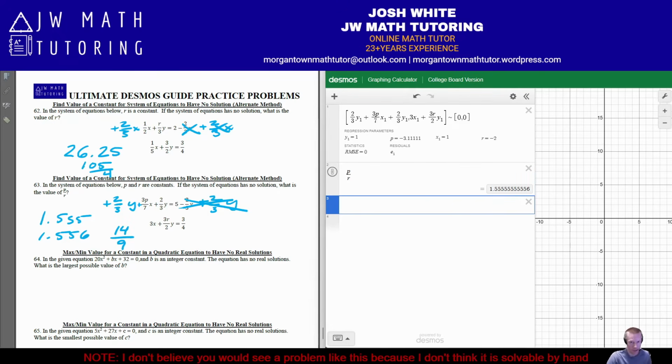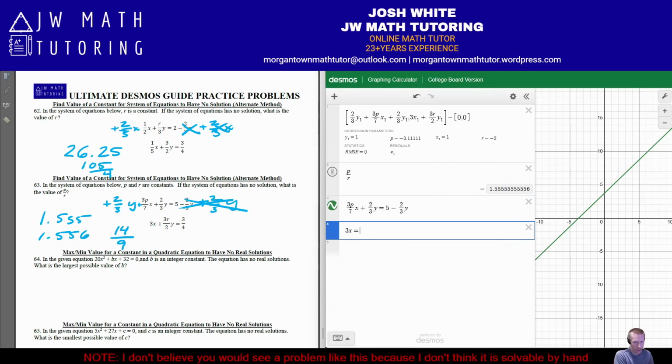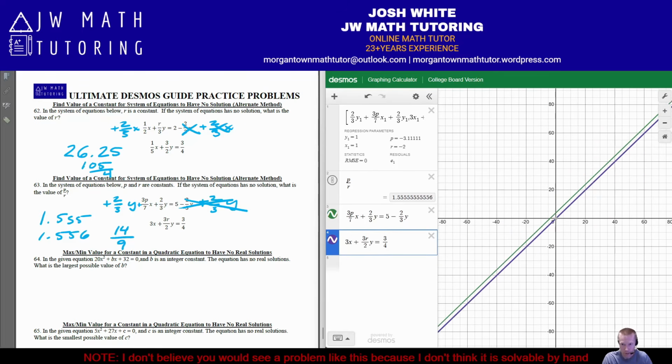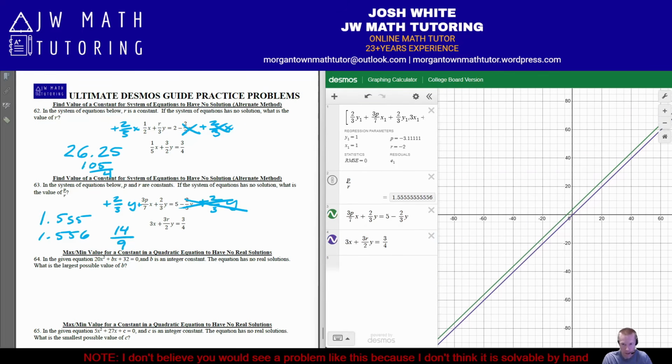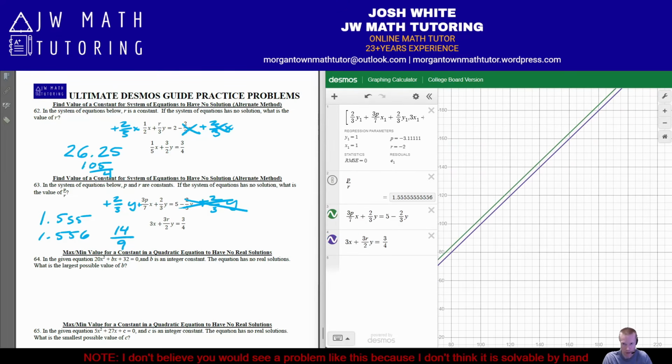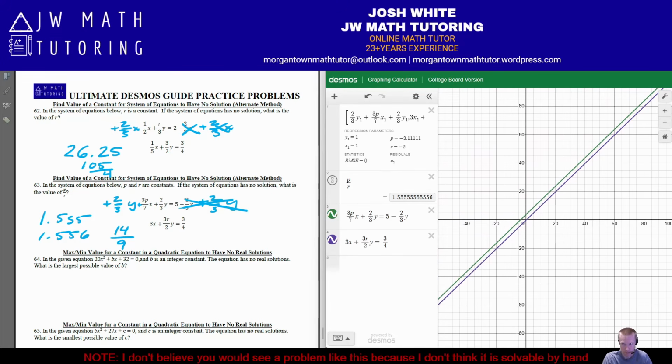Now let's just double check real quick here. So I'm going to type in the original equation without any changes. There's 1. 3r/2 y equals 3/4. Okay, and there is the second equation graphed out. Again, we can zoom out. This one we can zoom out a little bit more. And you can see, yes, these two lines do appear to be parallel. It does appear that they are never intersecting or never going to cross.